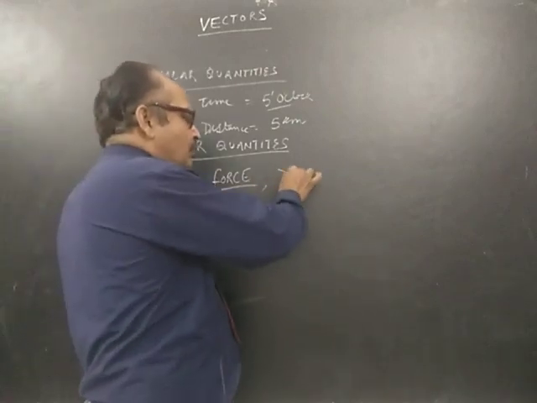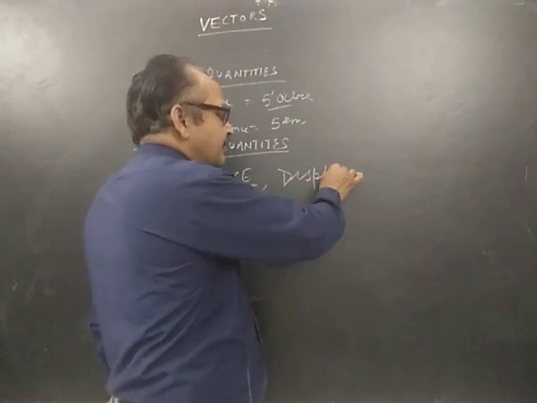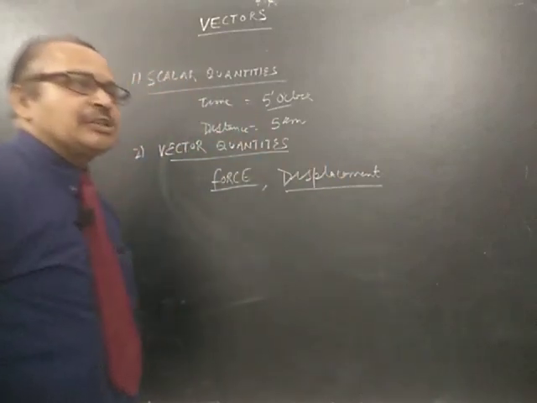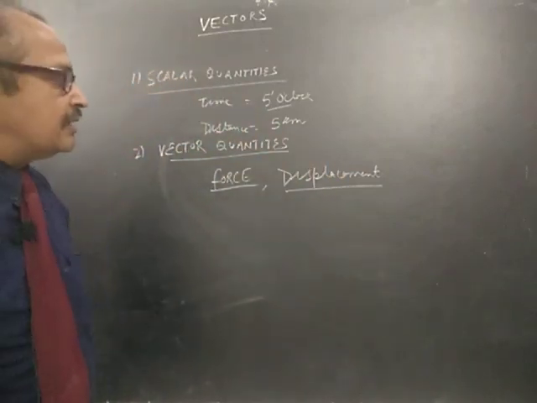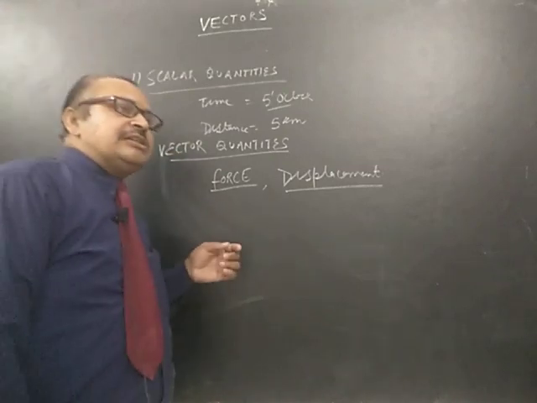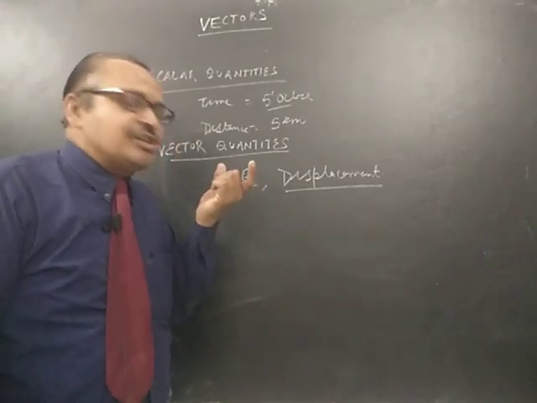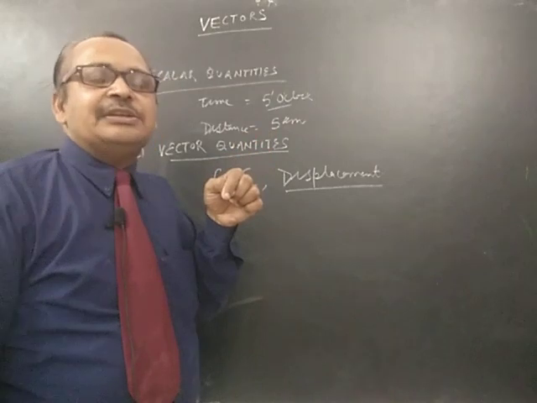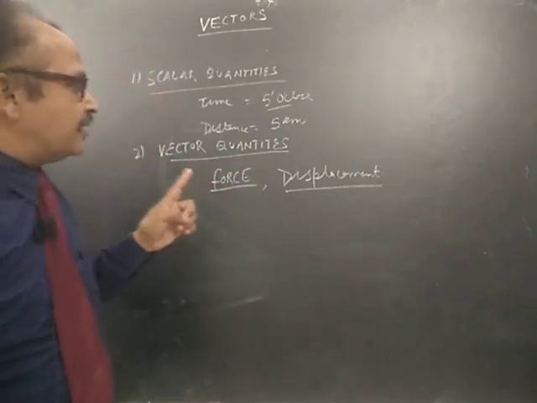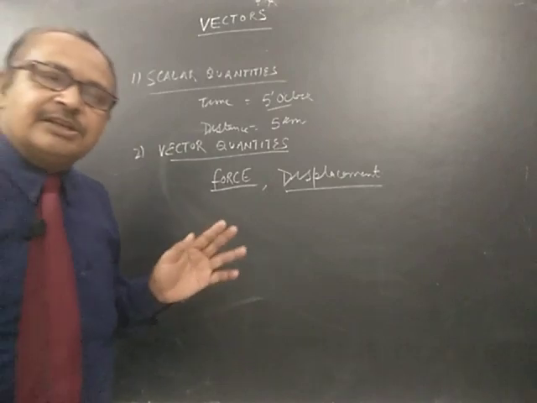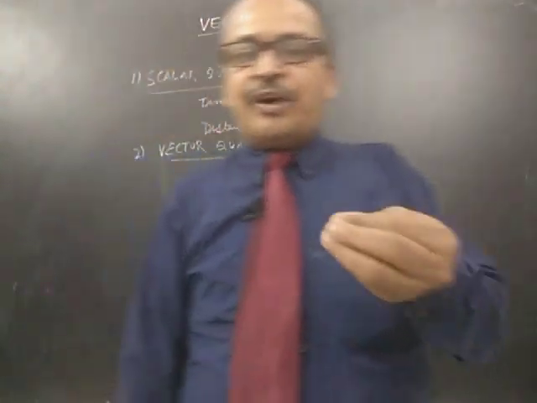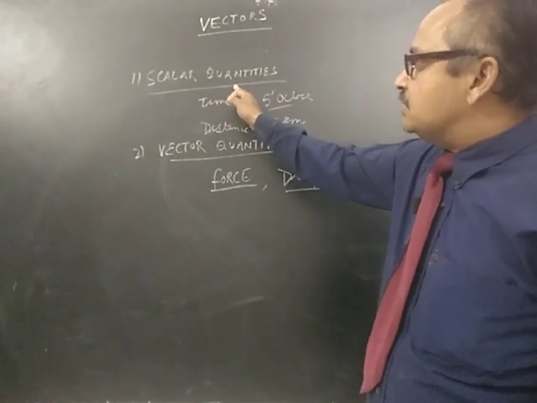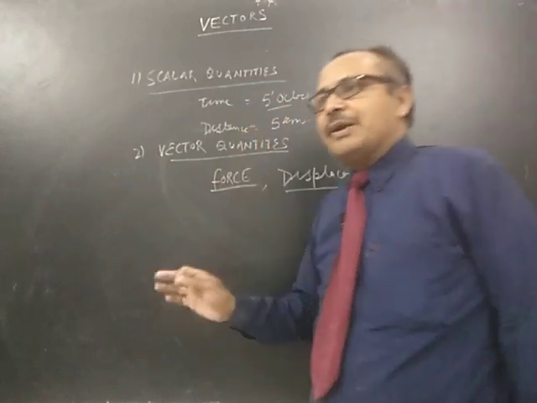Similarly, when I talk about a quantity like displacement, displacement also involves the direction because it is the distance between the initial and the final. So we need the direction of the final position and the initial position. So it is again a vector quantity. Is it clear? I hope in these 5 minutes I am able to make you understand what scalar quantities and vector quantities are.